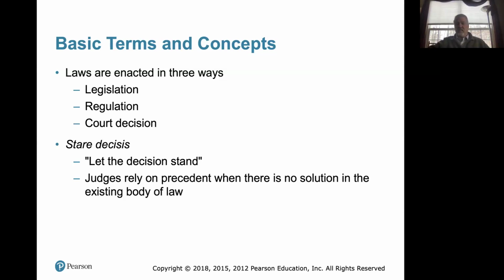There is the concept of stare decisis, right? Let the decision stand. So if there's an old case that talks about police liability, the courts are reluctant to overturn those kinds of cases. And the flip side is even more true. If there's old case law that suggests that there is no liability on the part of the police, it's very, very hard to get modern courts to change that. So judges rely on that precedent when there's no solution in the existing body of law.